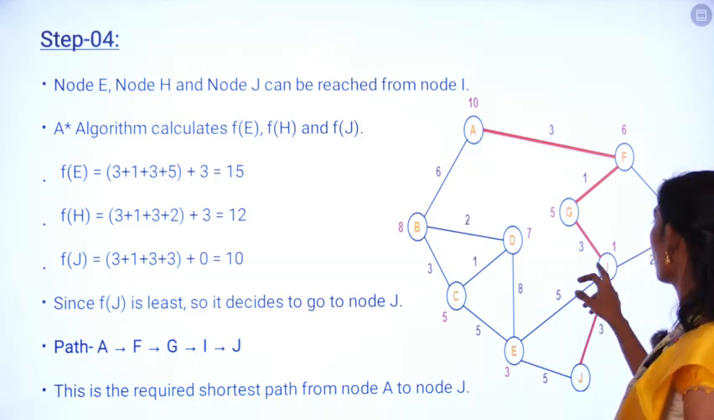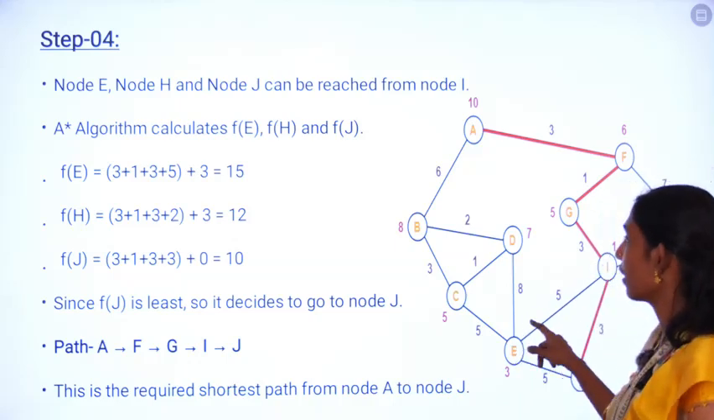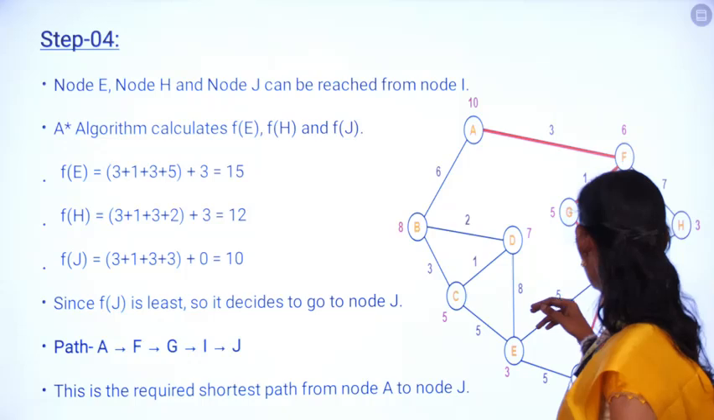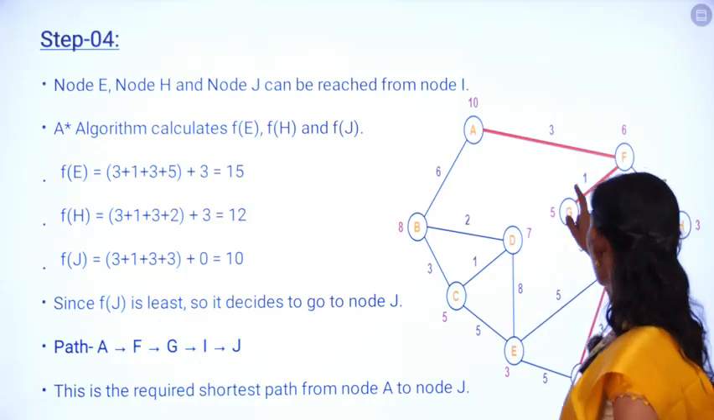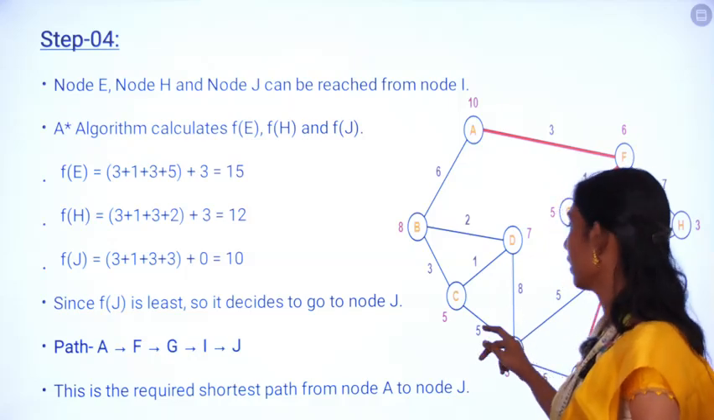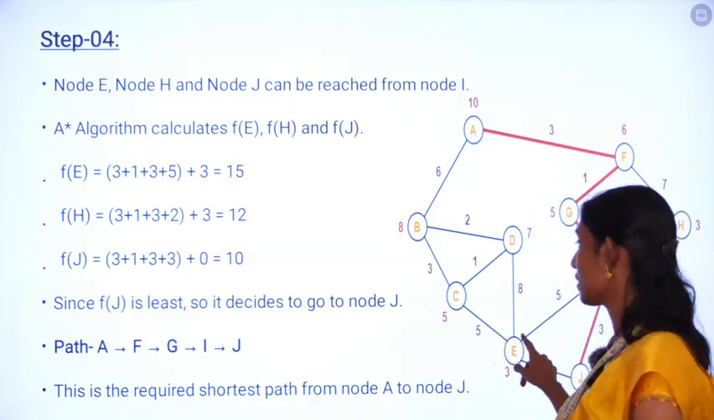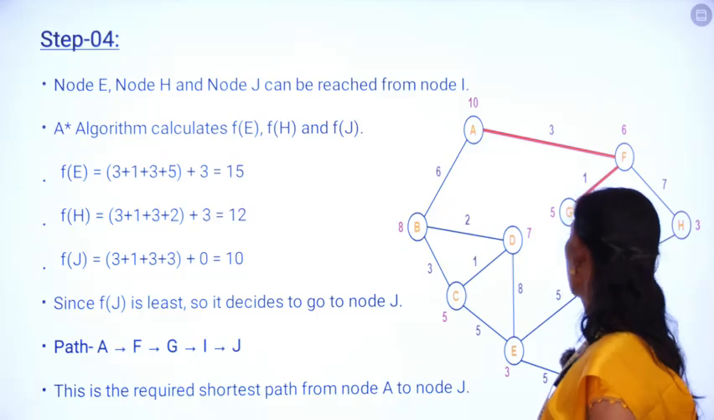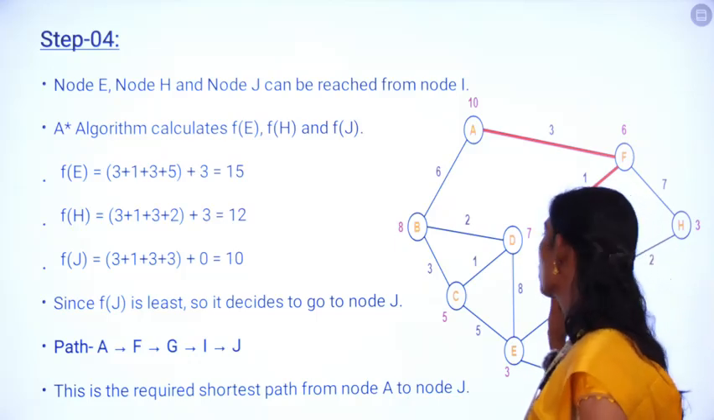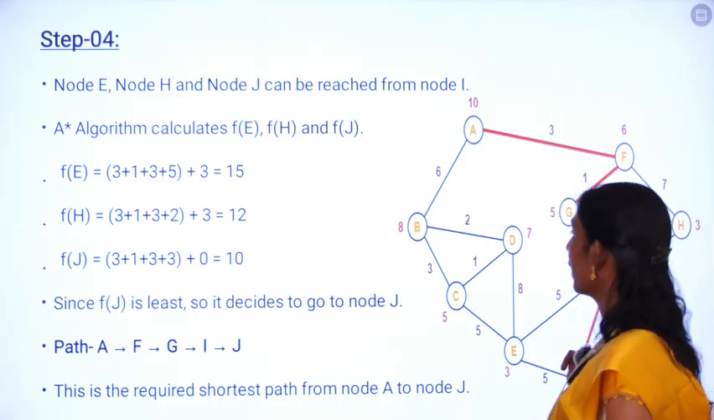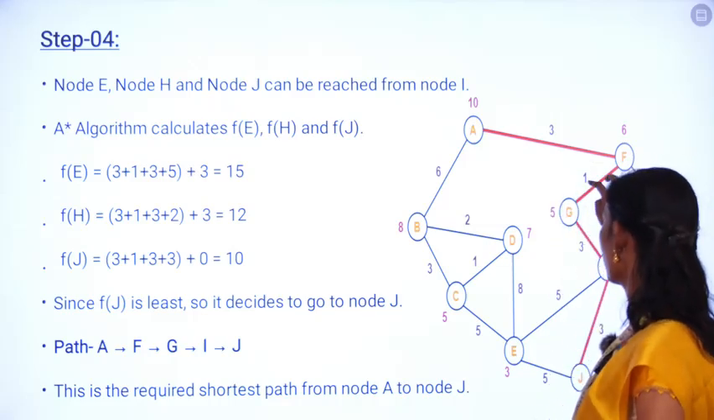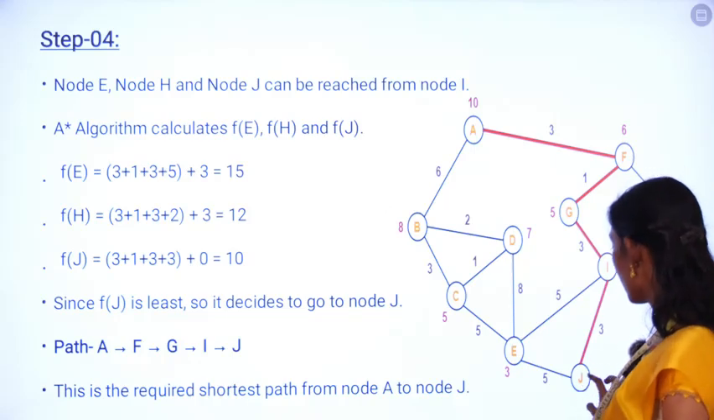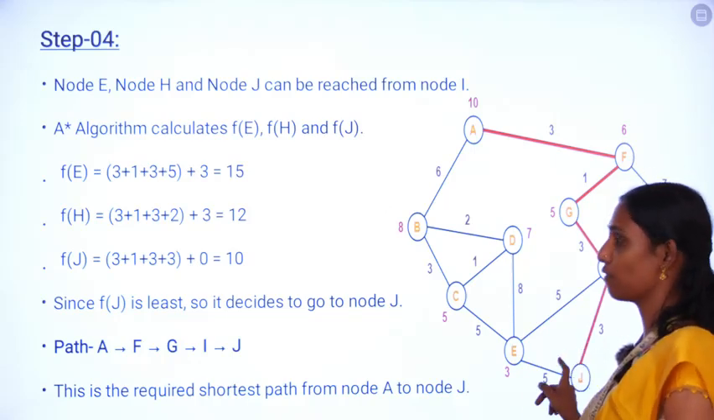Then step 4, after reaching I, it takes two paths, f of E and f of J. It checks both the things, where f of E is actually 3, so that is equal to 15, 5 plus 3 is 15. Then f of H is 3 plus 1 plus 3 plus 2, so that is 12. And your f of J is 3 plus 1 plus 3 plus 3 plus 0, because your J doesn't have the weighted heuristic value, so your f of J is 10.